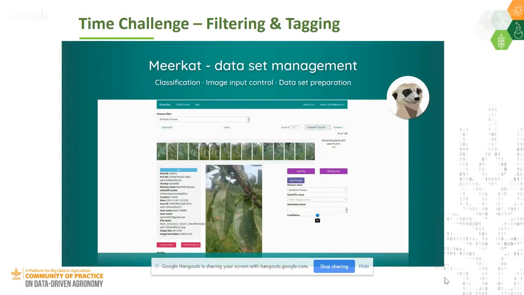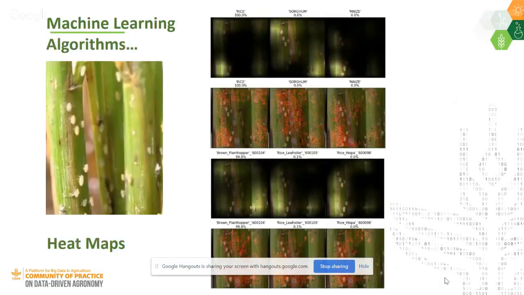I already spoke to you about the filtering that happens with the tagging of individual images. This is a snapshot of how it appears to an expert and how they tag the individual images to prepare a data set for training the algorithms. We can peep into what is happening here. On the left-hand side, we know it's a brown plant hopper on rice, but when an image is taken so closely, this is the challenge for the back end to solve.